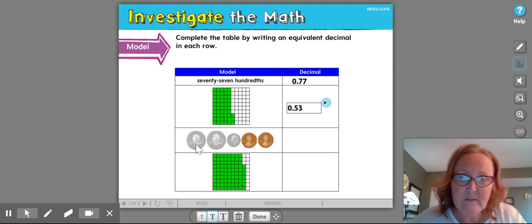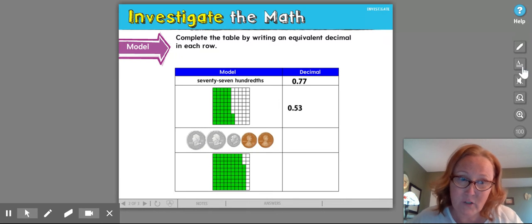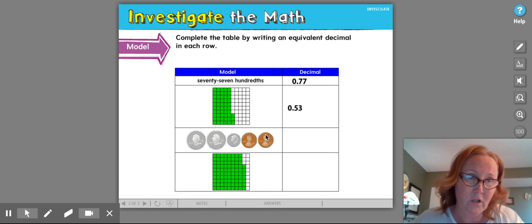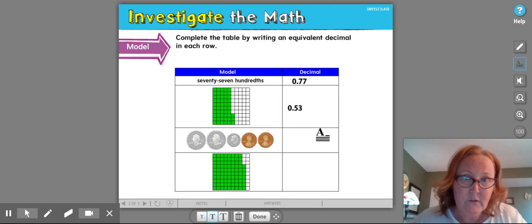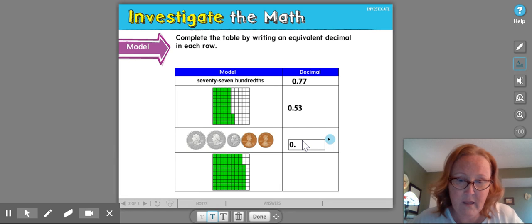Next one. Now we have money. So let's see what we've got. Notice money is the same thing. Money is parts of a dollar. Coins are parts of a dollar. So we go 25, 50, 60, 1, 2. 62 out of 100, right? 62 cents out of a dollar. So in decimal form, let me slide that over. Slide the whole thing over. You say 0 whole and 62.